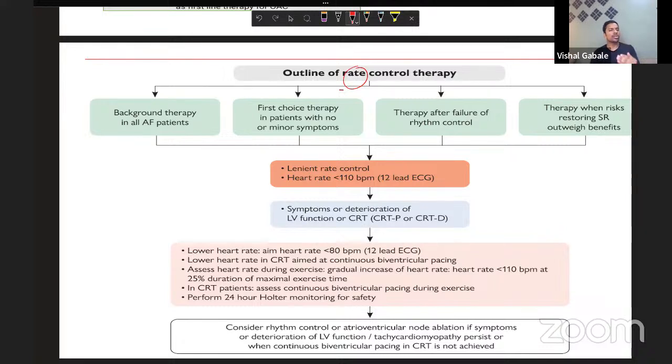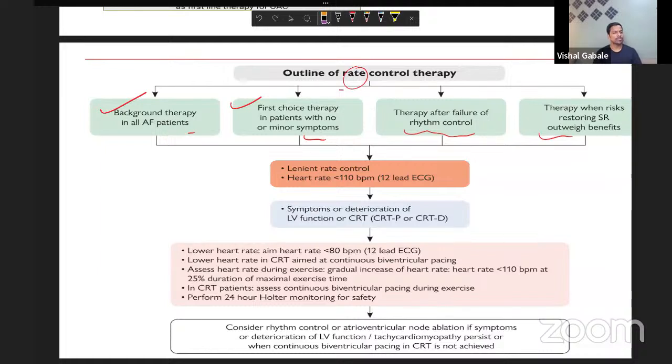Talking about rate control, what we need is just a beta blocker or calcium channel blocker. So what beta blockers can be used? Beta blockers that can be used are metoprolol. What calcium channel blockers can be used? Calcium channel blockers that can be used are diltiazem or verapamil. Got it? So this is how the treatment is done, right? The first is background therapy, you have to check. Then first choice therapy, you have to check. Then therapy after failure, and therapy when there is a risk in restoring sinus rhythm. So this is basically the patients in whom you give rate control therapy.